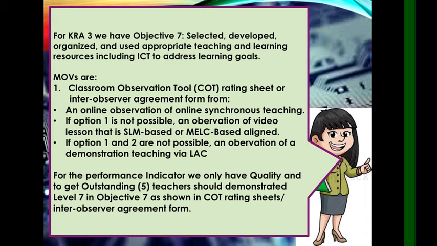And for the performance indicator under objective number 7, we have quality only. To get an outstanding of 5, you should have a 7 grade in objective number 7 as shown in the COT rating sheet. Again, for the COT rating sheet, we have only 3 objectives. These are objective number 1, number 5, and number 7.